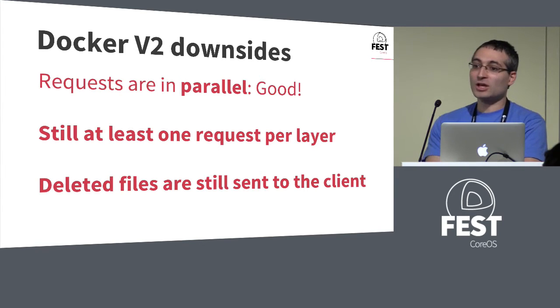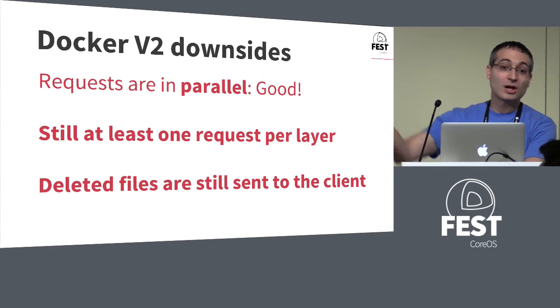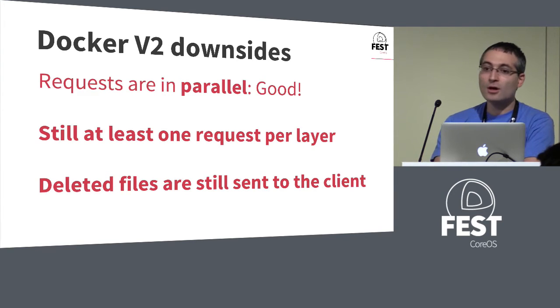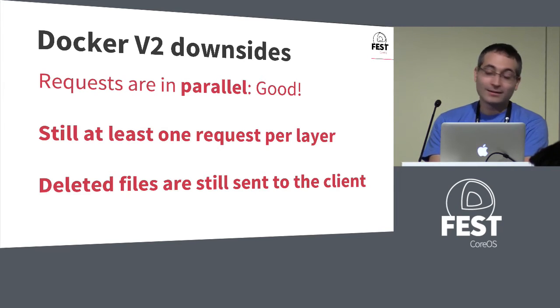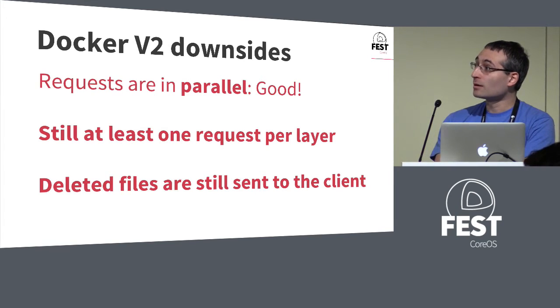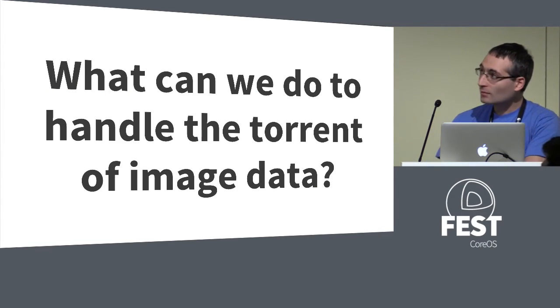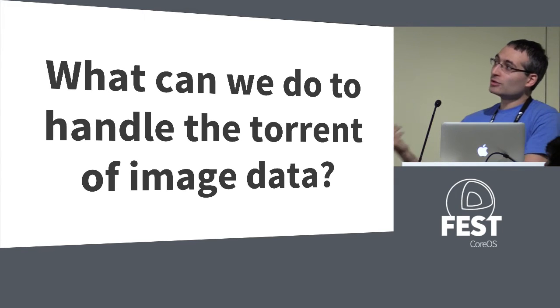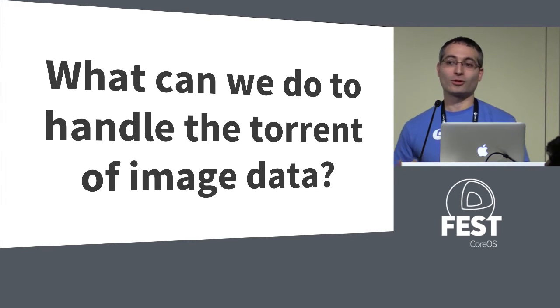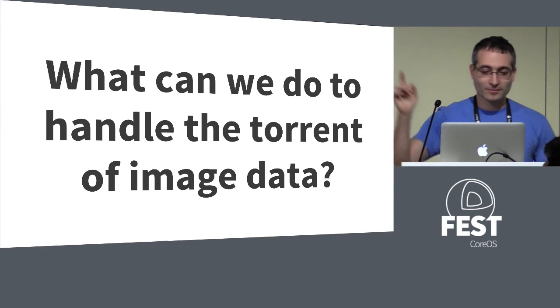So while we got some nicety in all the layers being pulled in parallel and the number of requests has gone down by about 50%, we're still going to be sending a lot of data over the wire that we don't really need. And we're going to be having to deal with the HTTP overhead for still a large number of requests. So we thought to ourselves, what can we do to handle the torrent of image data that we're pulling? And yes, pun absolutely intended.